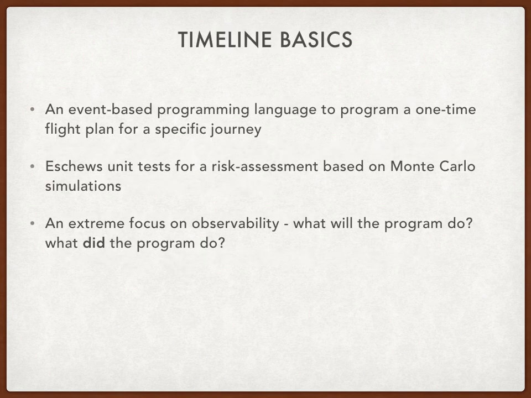So timeline is, as I mentioned, an event-based programming language. It's used to program a single journey through space and time. And so it doesn't really use unit tests. Instead, it uses a Monte Carlo simulation to give us some confidence about what is actually going to happen, to tell us what is the risk involved in running the program that we have written. And it's got an extreme focus on observability. It's very important to know what the program is going to do. And when the program executes, it's very important to know what it did do.